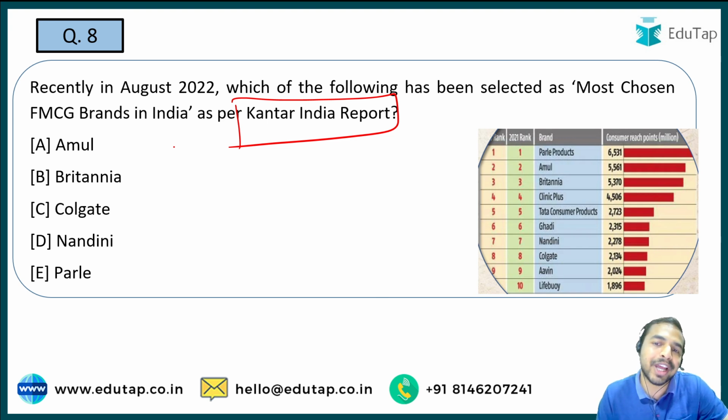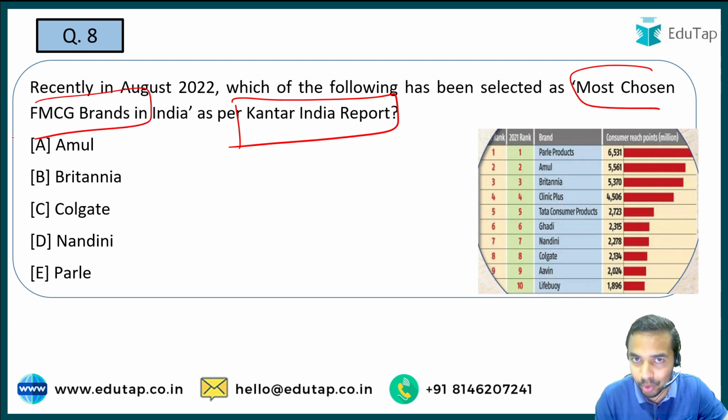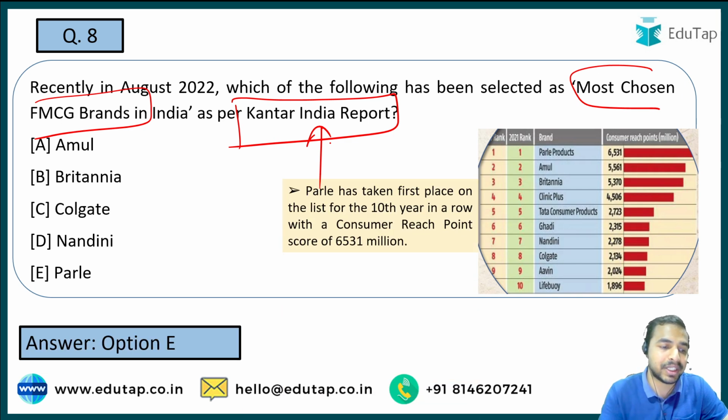So here you are required to tell me the brand which has been chosen as the most chosen FMCG brand in India as per this report, which has been mentioned in the question, that is the Kantar India report. So guys, we always tell you that whenever you find such kind of reports, you are always required to remember what exactly is the top performer, which organization has released it, and what is its framework. But see guys, in this particular part you are just required to remember what exactly is the top ranker. And guys, here the right answer to this particular question is option E, that is Parle.